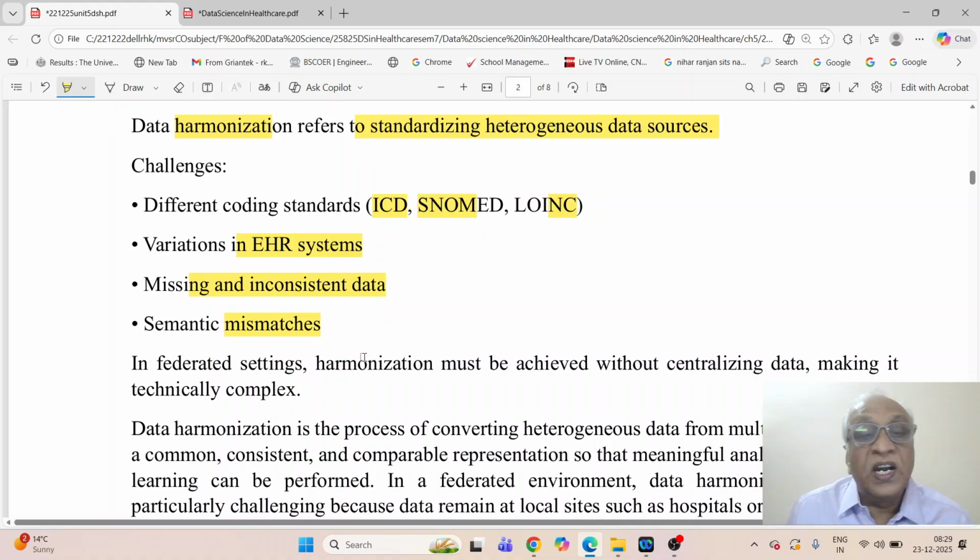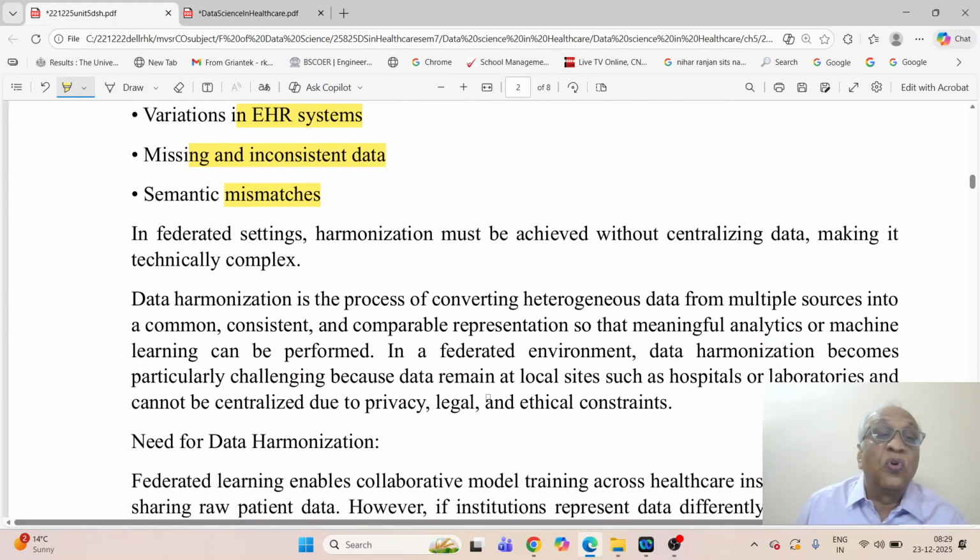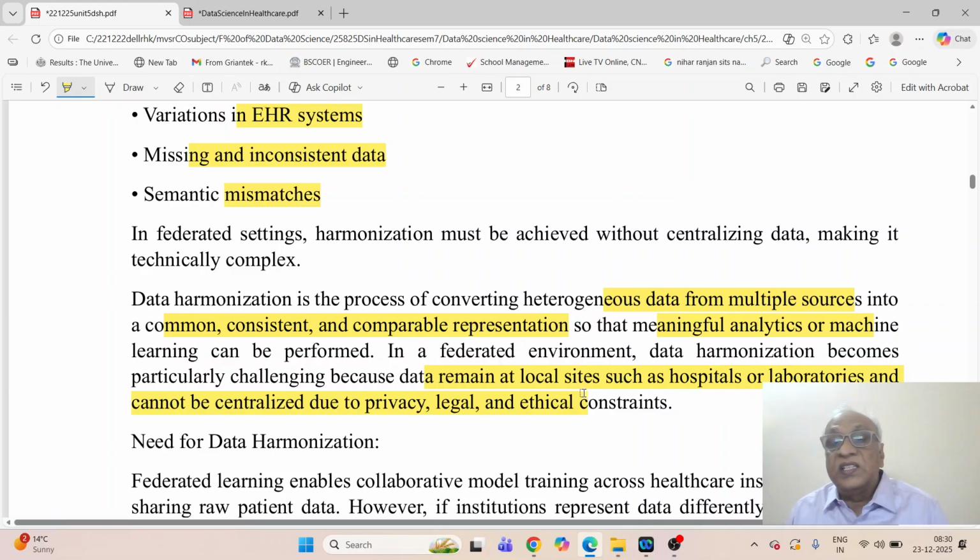So in a federated setting, harmonization has to be achieved without centralizing data. So it becomes more complex, right? The data will be local, it will not go to a central place, and data harmonization is expected. So what is basically data harmonization? We'll be converting all this heterogeneous data from multiple sources into a common, consistent and comparable representation so that meaningful analytics or machine learning is performed. So it becomes more challenging in a federated ecosystem because the data is at the local sites such as hospitals or laboratories and it cannot be centralized due to privacy, legal and ethical constraints.